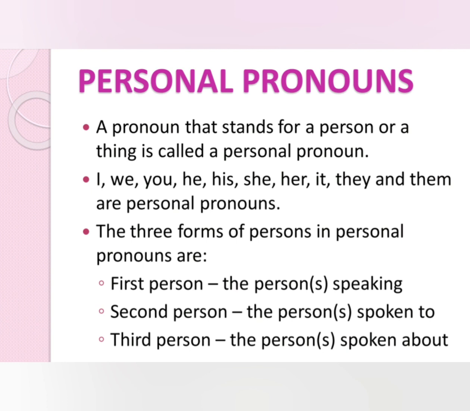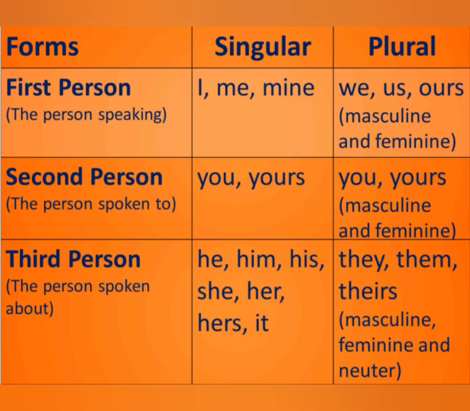The three forms of persons in personal pronouns are: first person, that is, the person or persons speaking. Next, second person, that is, the person or persons spoken to. Next, third person, that is, the person or persons spoken about. Take a look at this table.